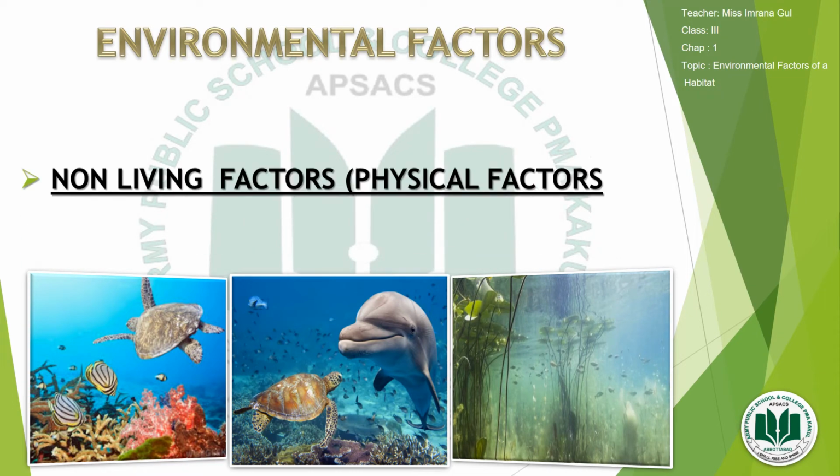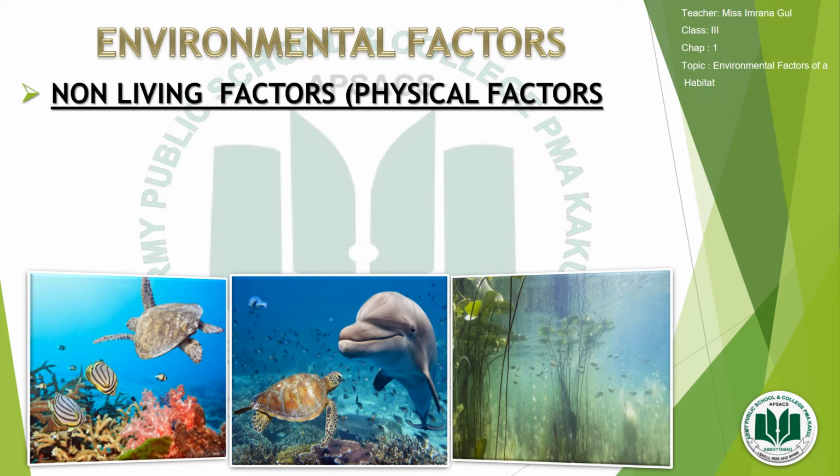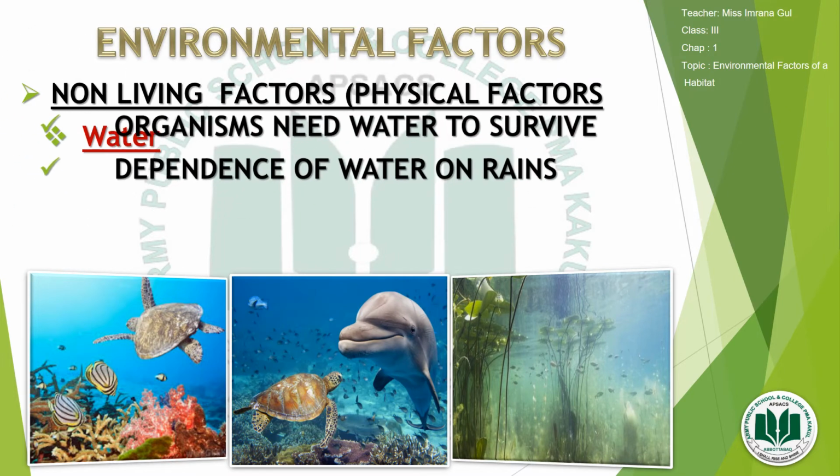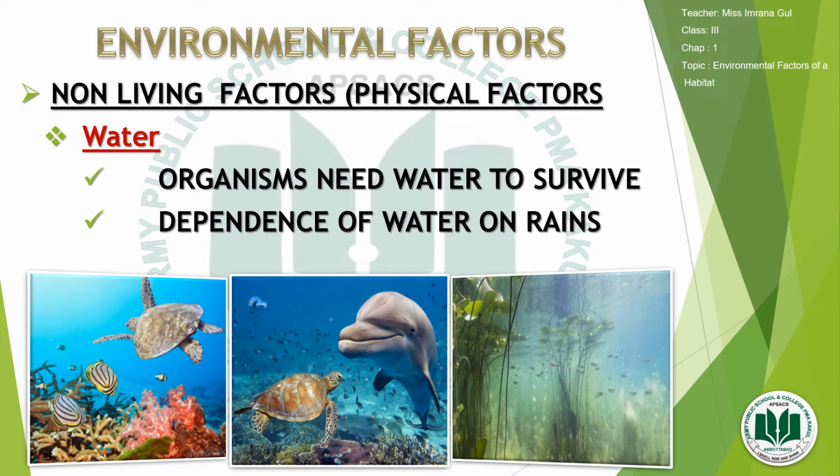The next non-living factor is water. Organisms need water to survive, and the amount of water depends on how much it rains in a habitat. Some organisms live in large amount of water, for example, frog, turtle, and fish, etc. However, some can live in small amount of waters, for example, the cactus plant.